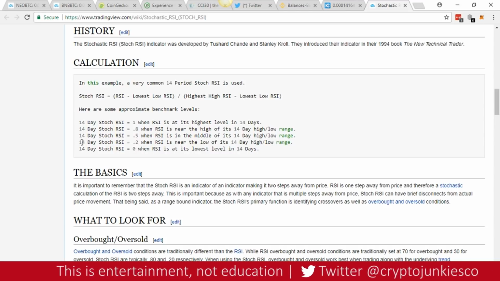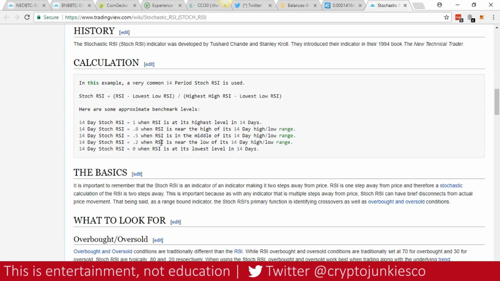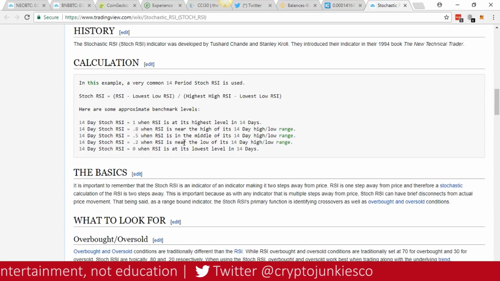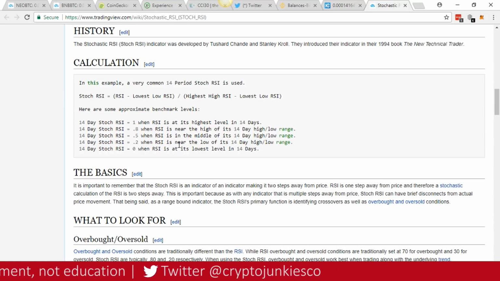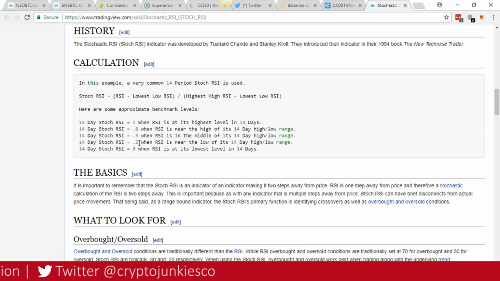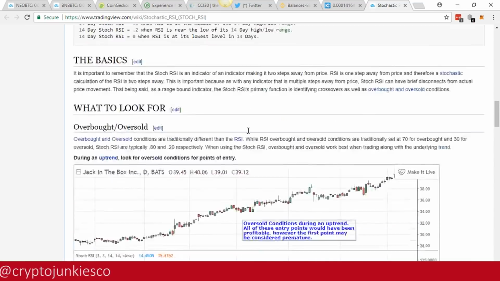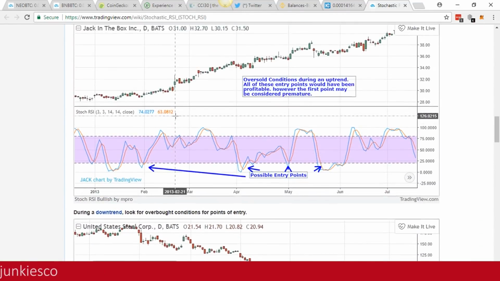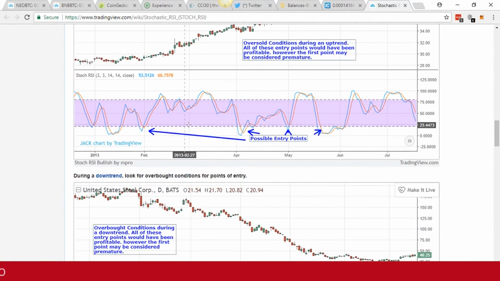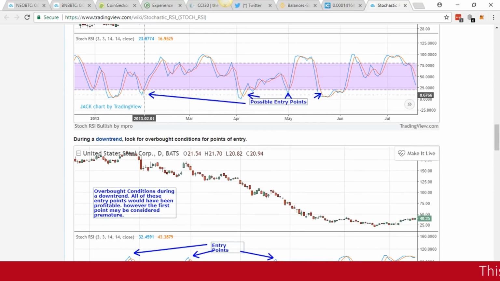So 14-day Stash RSI equals 0.2 when RSI is near the low of its 14-day high-low range. Because what we're going to do is go with the setting of 25, you saw, okay? So that's where that's coming from. And I'll show you how Stash RSI compares to regular RSI in just a second. But again, what we're looking for on this chart here is 25, this line right here, okay?